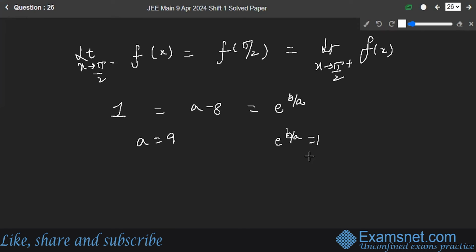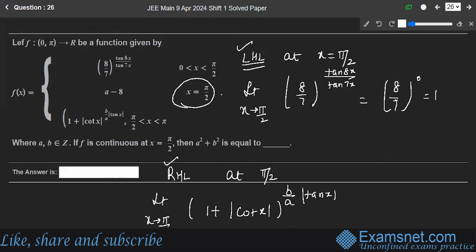That is possible only when you have e raised to power 0, which means b is equal to 0. I got the value of a as 9 and b as 0. So a squared plus b squared will be 81. So this is the answer to the question, 81. Hope you got that. Let's move to the next question.